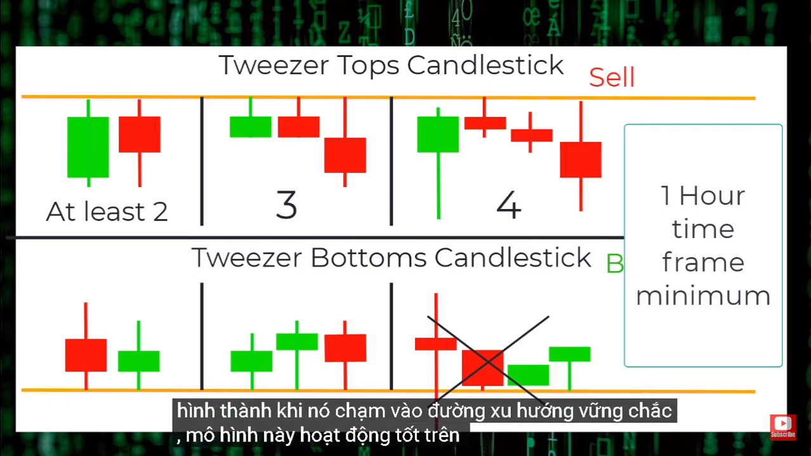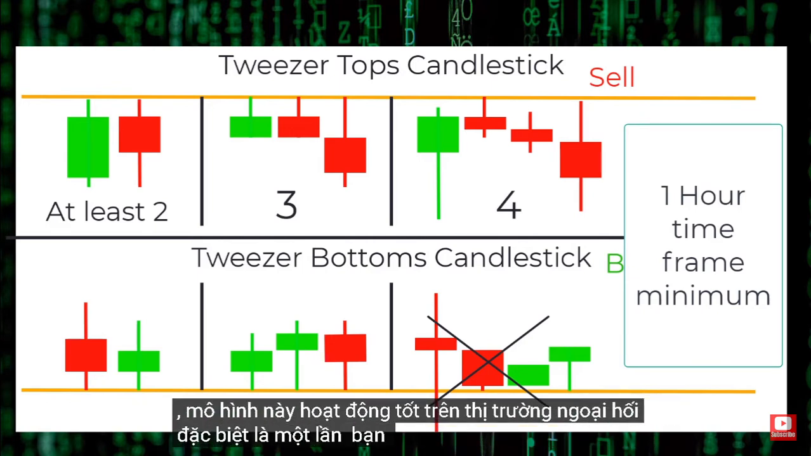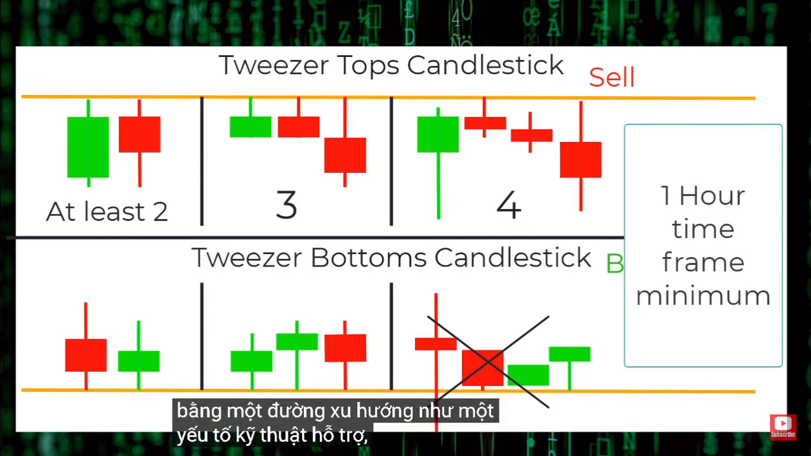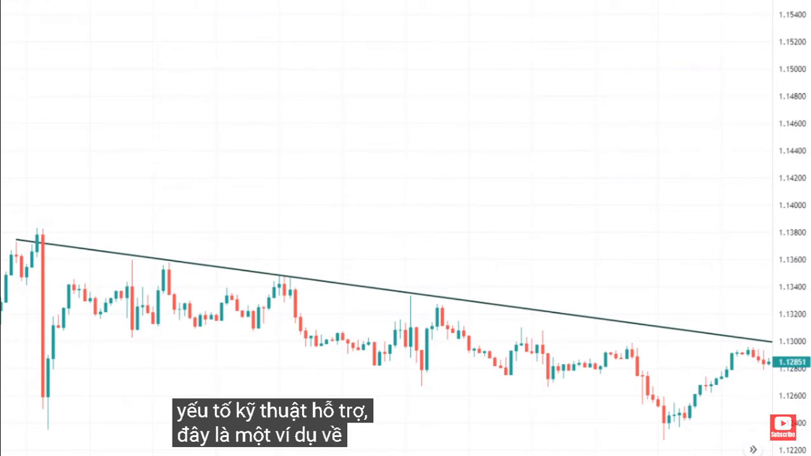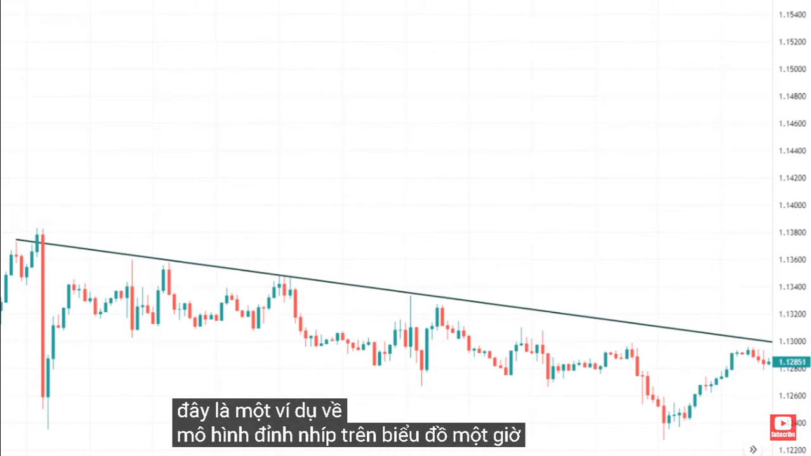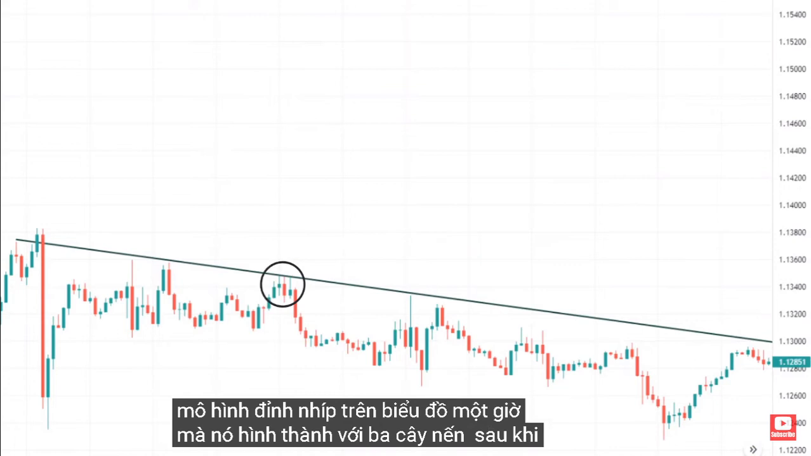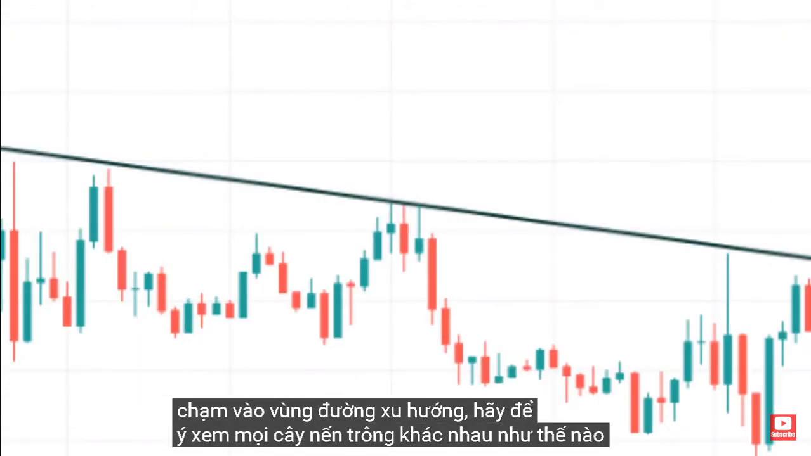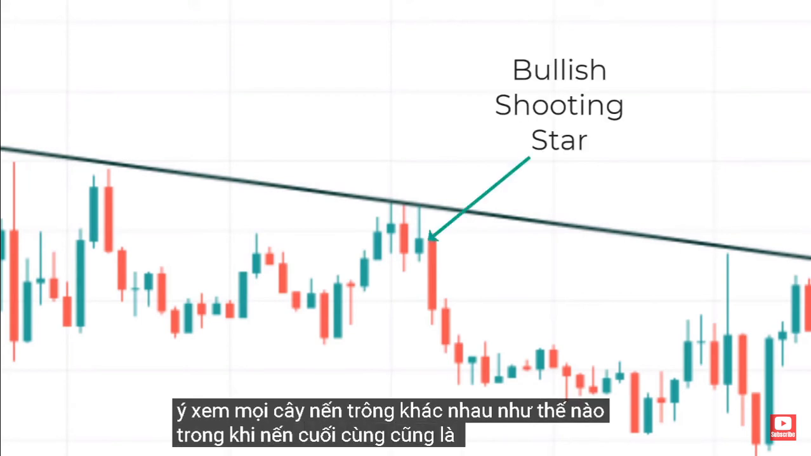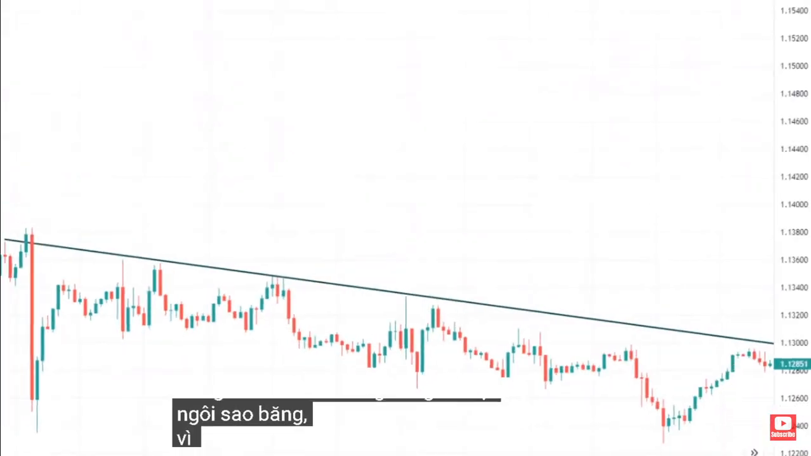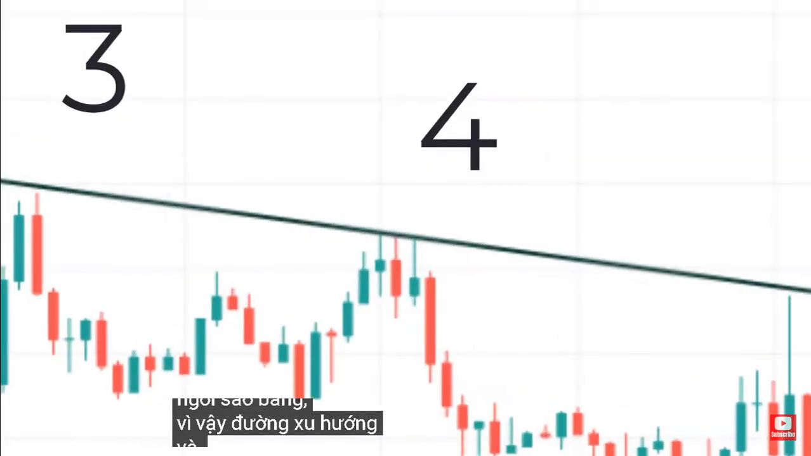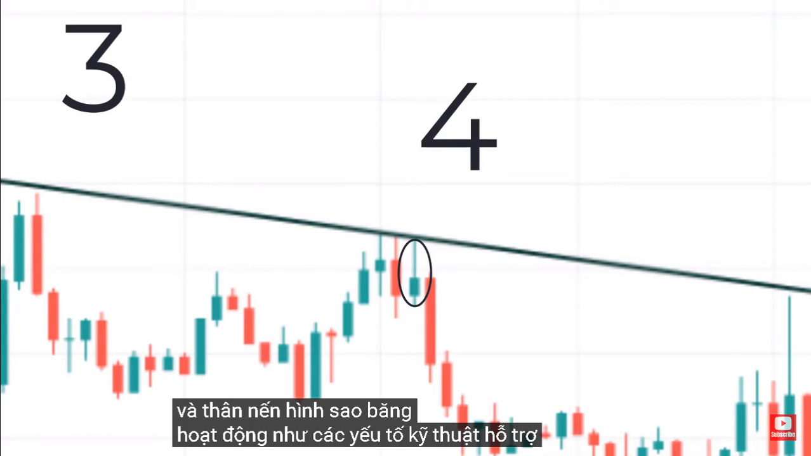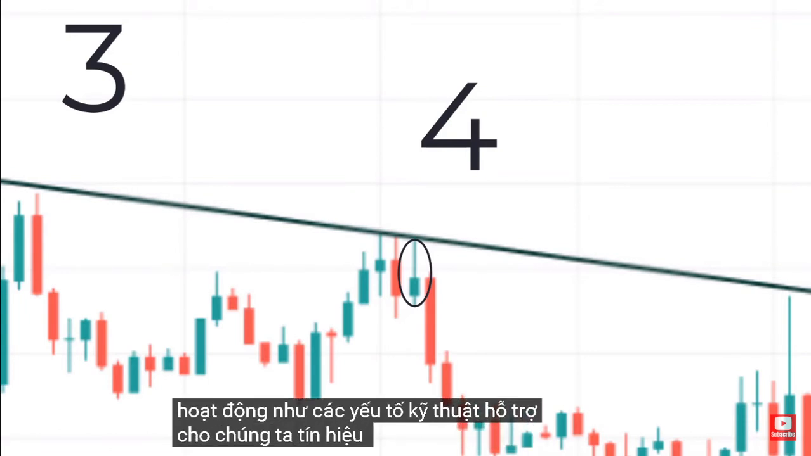This pattern works great in the Forex market, especially once you back it up with a trend line as a supporting technical factor. Here is an example of the tweezer tops pattern on the 1 hour chart. It formed with 3 candles after touching the trend line zone. Notice how every candle looks different, while the last candle is also a shooting star. So, the trend line and the shooting star candlestick act as supportive technical factors, which gives us a strong sell signal.